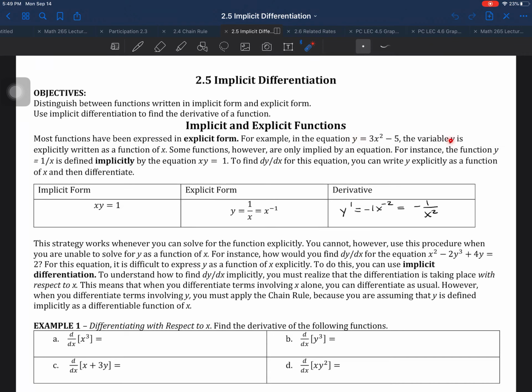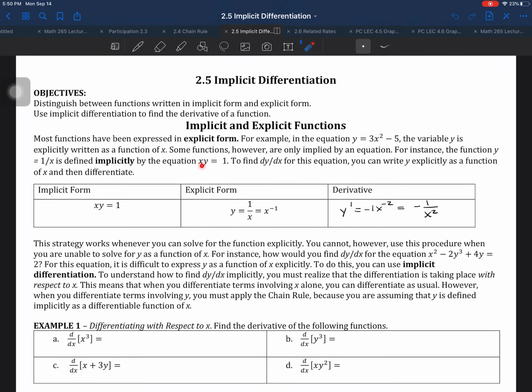So y was the unknown, the function, and it was explicitly written as a function of x. There were no y's on the other side, it was only there, right? So y was solved for. That's the best way you can think of it. If y is not solved for, then that's known as implicit. So the function y equals 1 over x is defined implicitly if it is in this form.